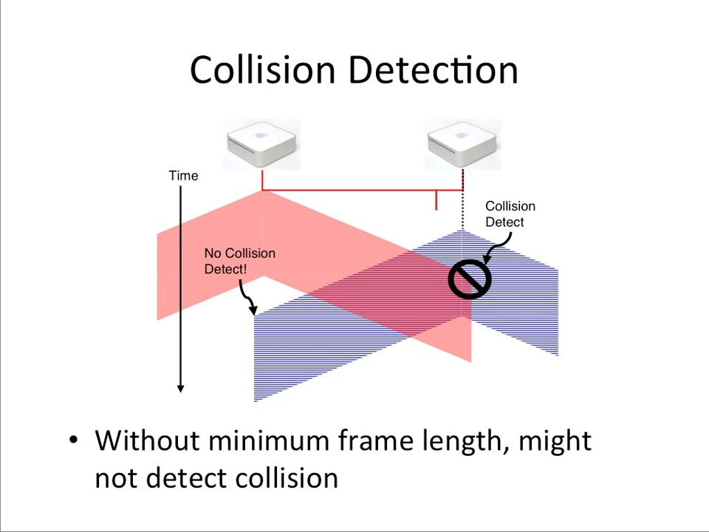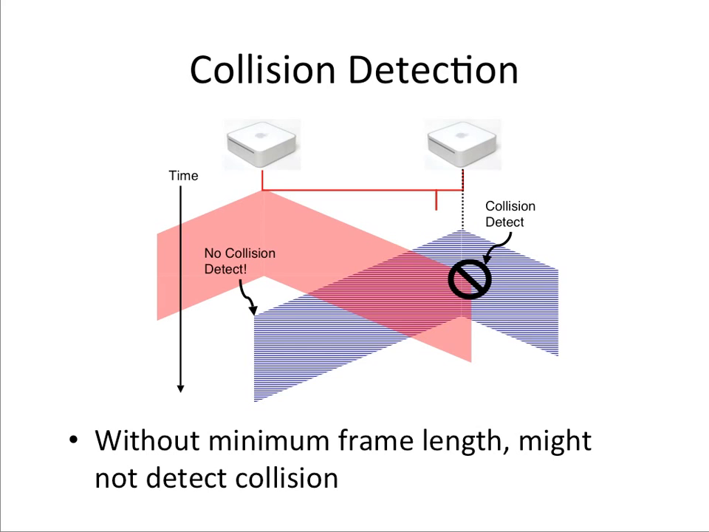So what should you do? If you want to be able to detect that there is an ongoing transmission, even though the waves are traveling pretty slow, make sure your packets occupy a certain amount of time in the channel to give you sufficient time to detect all these pending transmissions. That's the key idea here. There's a minimum frame size that you're supposed to use.